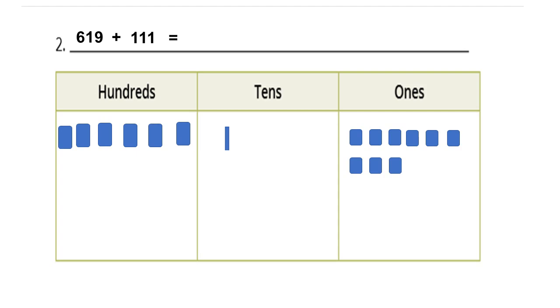Okay, 111. This number is super easy. Yes, let's represent 111. Start with the ones. We have 1 in the ones. Super. And what in the tens? Yes, we have 1 in the tens. And how many in the hundreds? Yes, we have 1 in the hundreds.